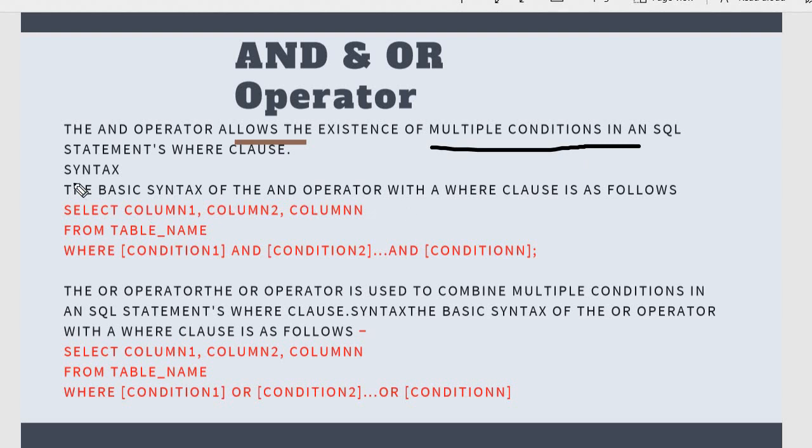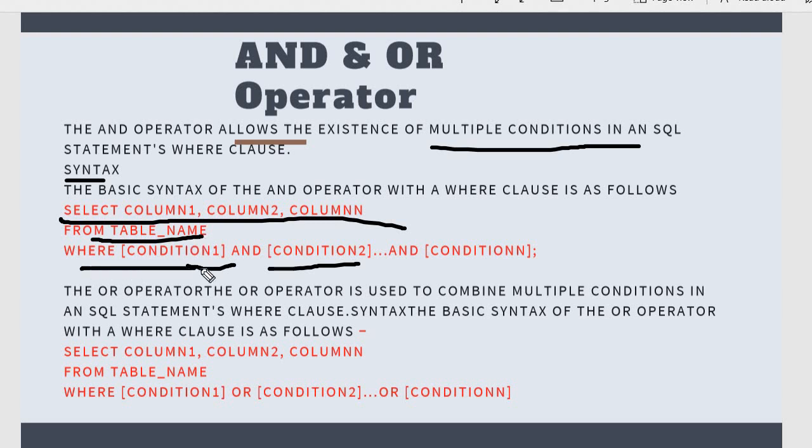You can see the basic syntax of the AND operator. It is used with the where clause, because if you want to take two conditions and join them, for that reason you will use the AND operator. This is the syntax: select column 1, column 2, column n from the table name. This is the same as the where clause, and here, if you want to merge two conditions, you will use the AND operator.